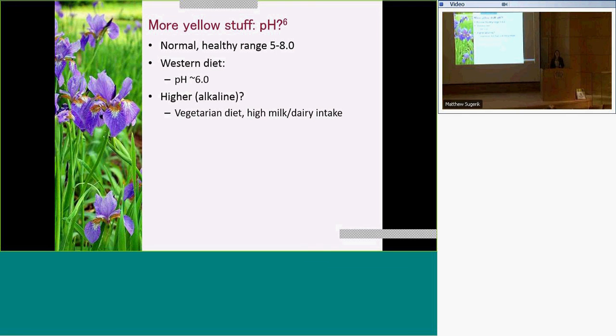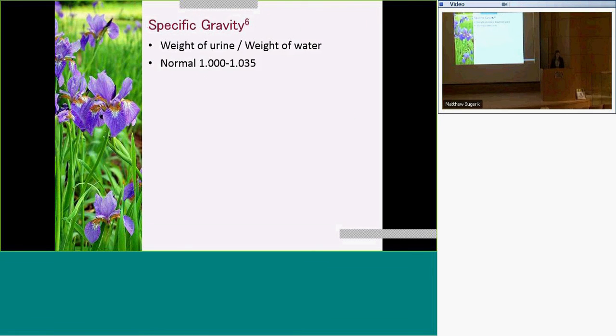It's a little on the lower end of the spectrum. It can be more alkaline in people with vegetarian diets or high dairy or milk intake. You care if you're looking at somebody who has a metabolic acidosis or who has kidney stones. And that's probably not you, that's probably the nephrologist that you have referred the child to.